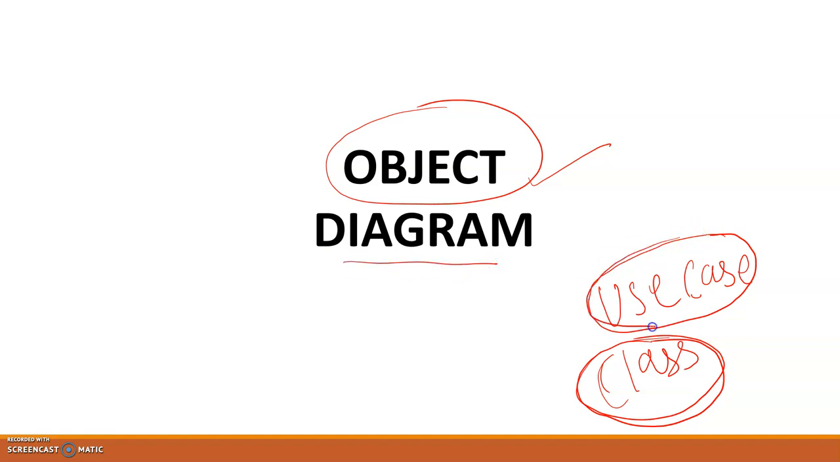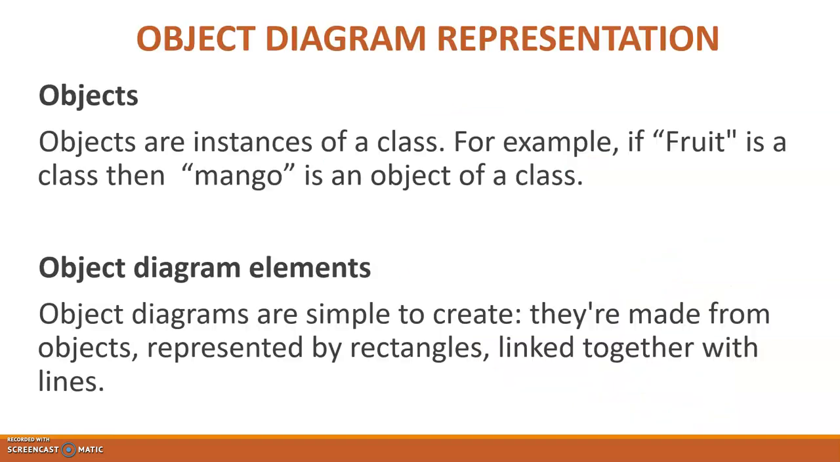So after use case, it is clear how to draw the class diagram, and from the class we identify the objects and draw the object diagram. So let's start. The very first thing, what is an object? We all know that an object is nothing but an instance of the class, right? It's very easy and everyone knows this because we have already learned the OOPS concepts. So an object is nothing but an instance of the class.